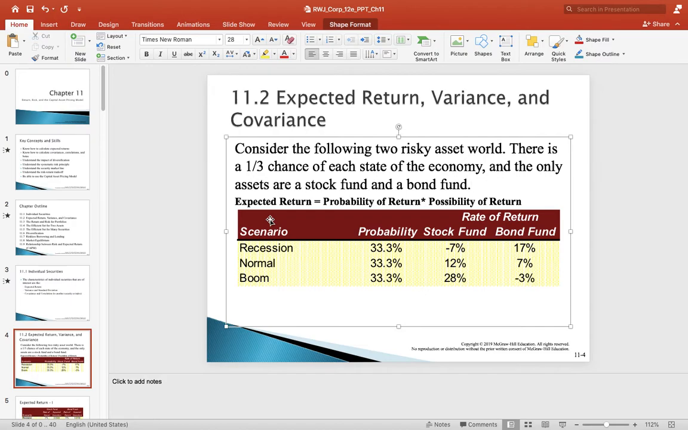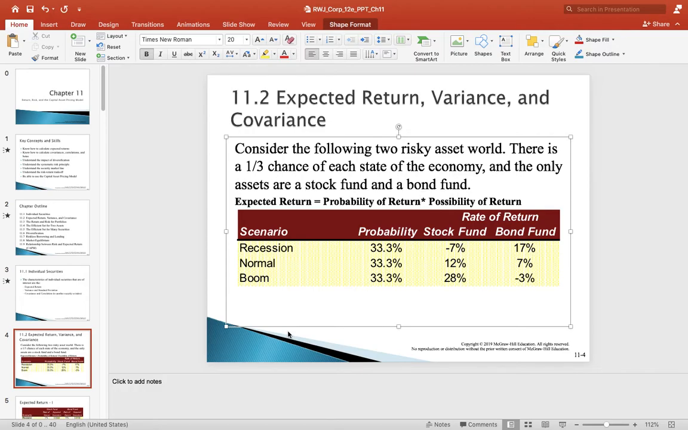Here, for example, for the stock fund, the probability of return is 1/3 for recession, 1/3 normal, 1/3 boom. These are the probabilities. The possibilities of return are -7%, 12%, 28%. So the expected return for the stock fund is equal to minus 7% multiplied by 1/3, that's the probability, plus 12% multiplied by again 1/3, plus 28% multiplied by 1/3.